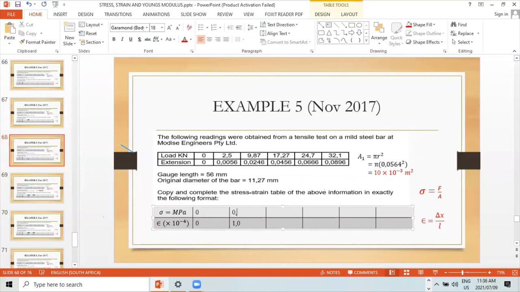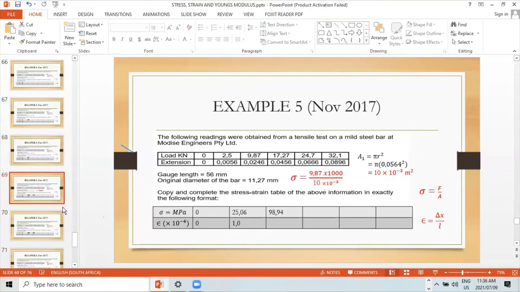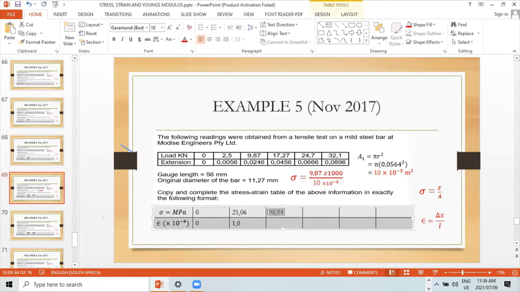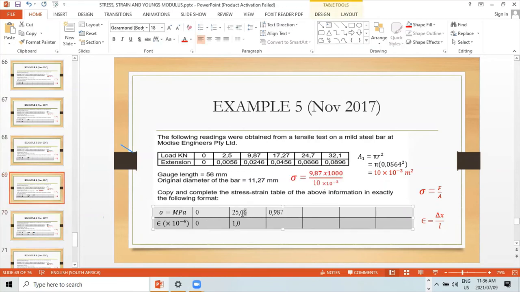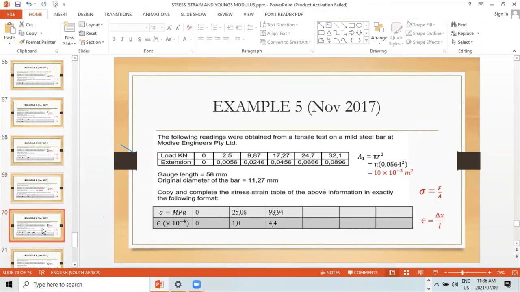So I'm going to make a lot of changes. All right, so the strain is fine. Moving on to the next one. What would be the next answer there? 0.987 megapascals. All right, we are correcting this.